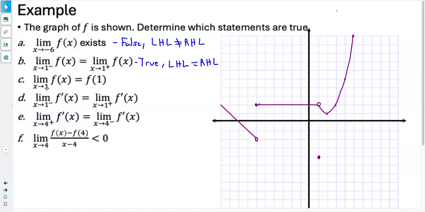Now this one, we've got our limit of f of x equals f of 1, but we can see our limit of f of x as x approaches 1 was 2. Well, f of 1 was way down here at -4. So we can say this one's false. And we know it's false because it's discontinuous at x equals 1.